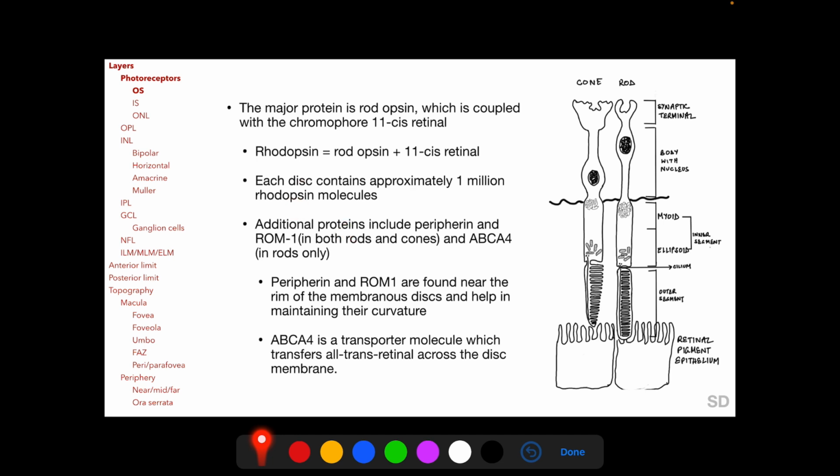Additional proteins which are present in rod membranes include peripherin and ROM1, which are found in both rods and cones, and ABCA4, which we have just mentioned, which is found in rods only. Peripherin and ROM1 are found near the rim of the membranous discs and help in maintaining the curvature of these membranous discs. And ABCA4 is a transporter molecule which transfers all-trans retinal across the disc membrane.